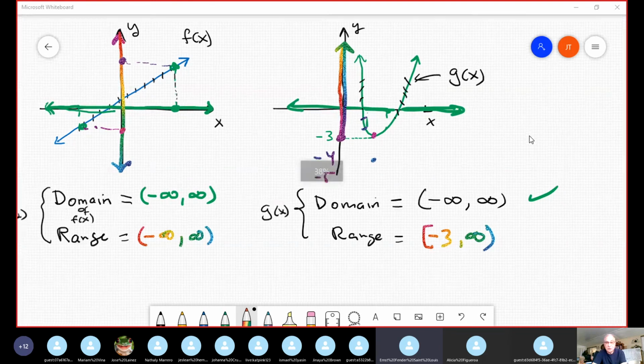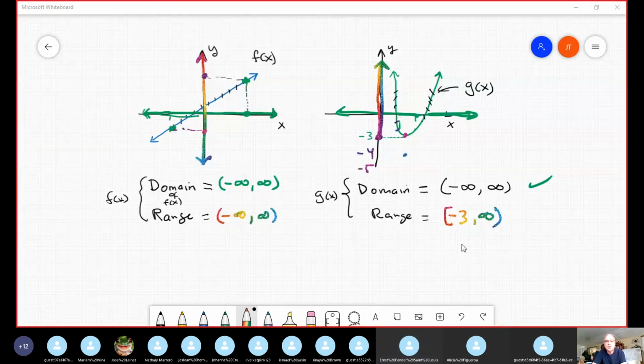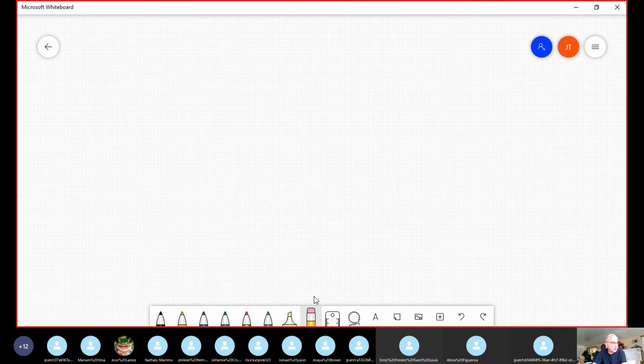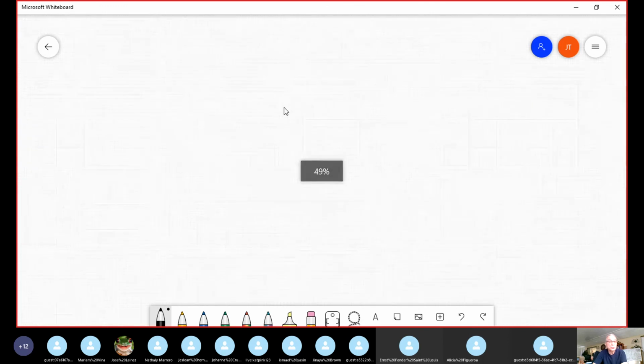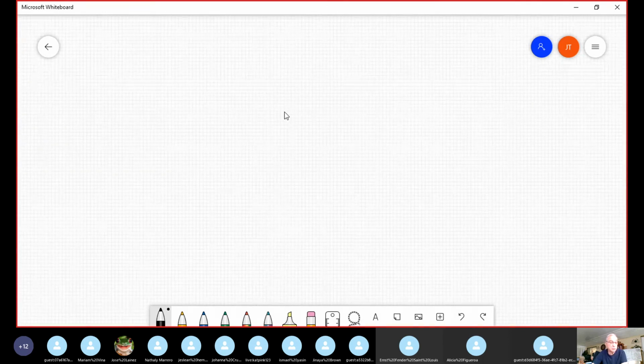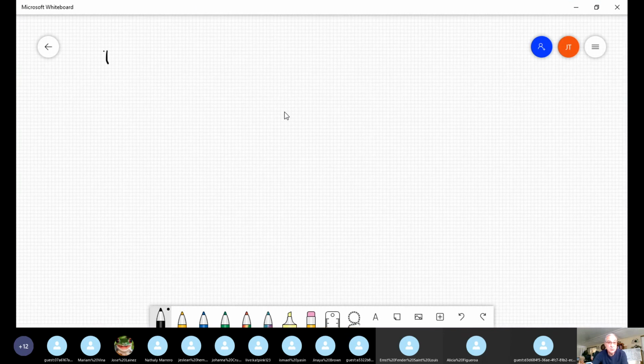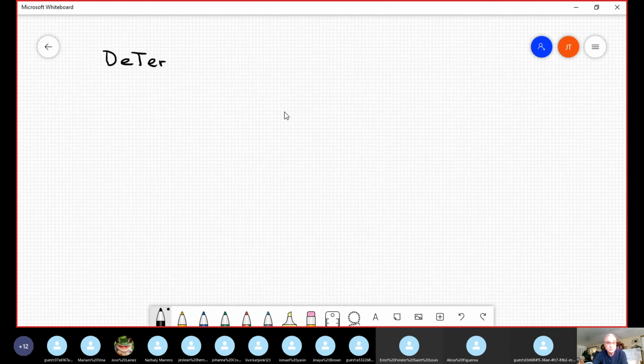So now I continue working with the domain, but from another point of view. This is the most interesting and a little bit more complicated. Determine the domain, but no graph. Determine the domain using the equation. So the equation is given. So determine the domain using the equation.